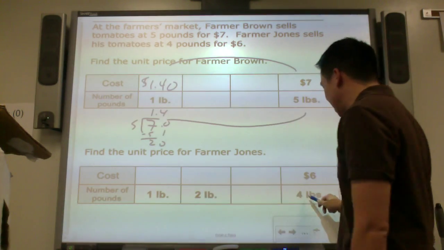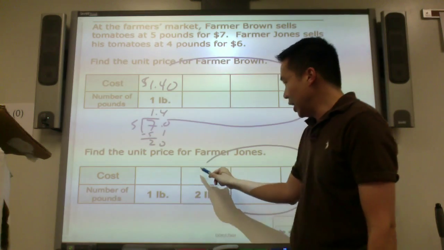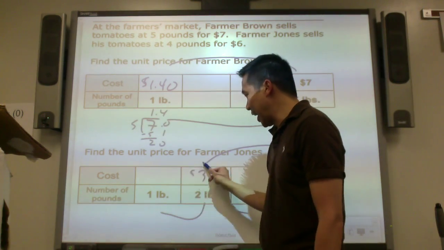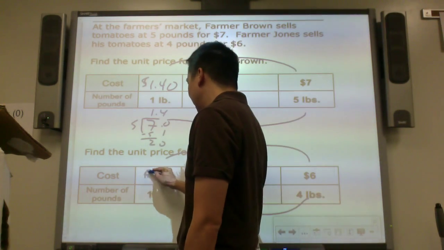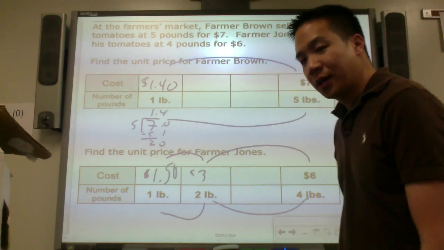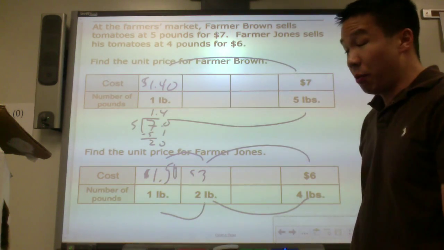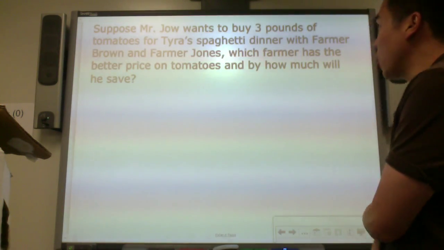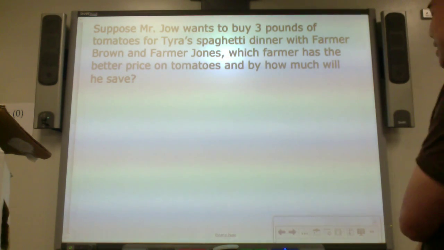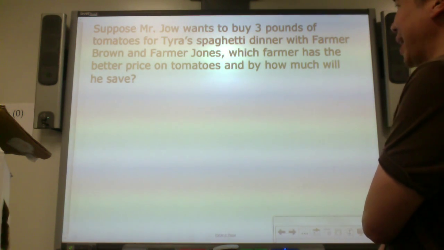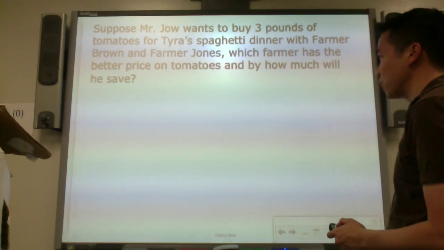So 4 pounds costs $6. If you buy 2 pounds, it would cost him $3. Buy half of that amount, 1 pound, $1.50. So who's cheaper? Definitely Farmer Brown. Suppose Mr. Joe wants to buy 3 pounds of tomatoes for Tyra's spaghetti dinner from Farmer Brown and Farmer Jones. Which farmer has the best price, and by how much will he save?